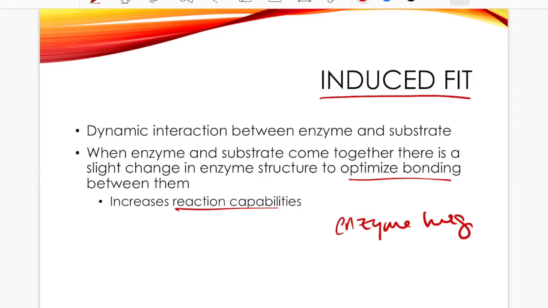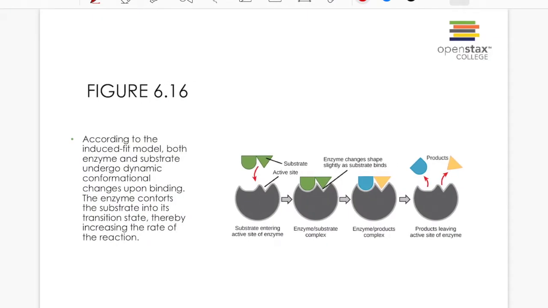So it's almost like when that enzyme gets that substrate, it is hugging it into place so that it can react. If we're talking about a reaction that is synthesizing something, it is hugging that A and that B into place so that A and B can come together and make that AB complex right here.